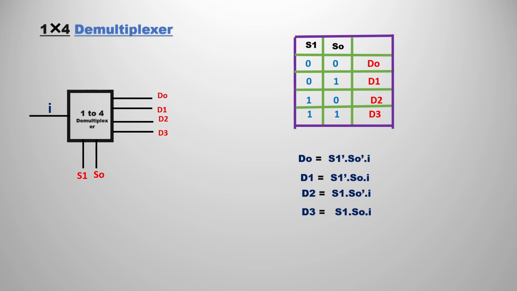According to that we have the output expressions also. If you consider D0, that is S1 bar, S0 bar and I. Remember this: as in the multiplexer, you multiply with the input also. So you have a total of 4 output expressions for D0 to D3.